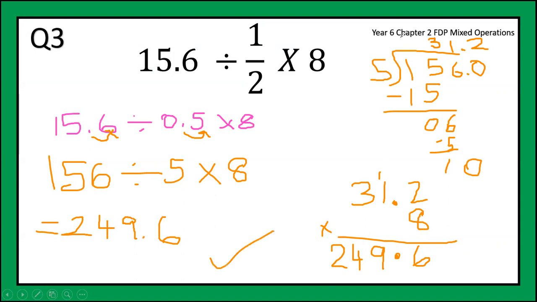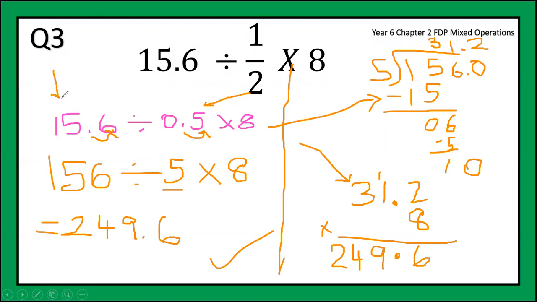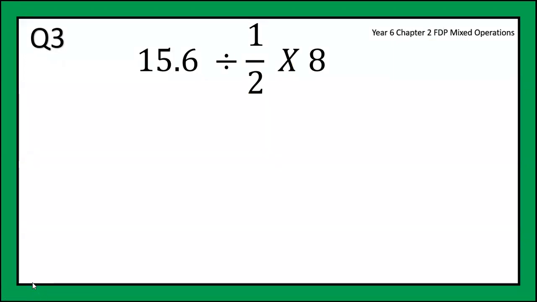Done. Clear? So first thing is change this to a decimal. Move the decimal point to make it a whole number. Do the division and then do the multiplication. If you can see, I've clearly done the working and the method separately. Okay, don't mix it up. Make your work as organized as possible. Clear? Let's move on to question number 4.